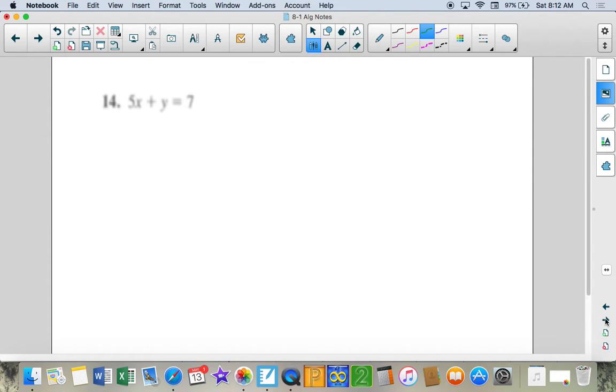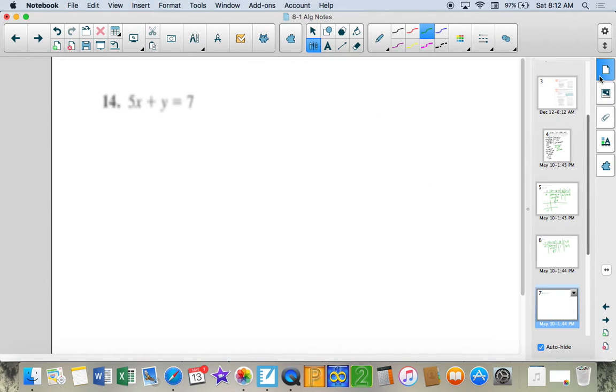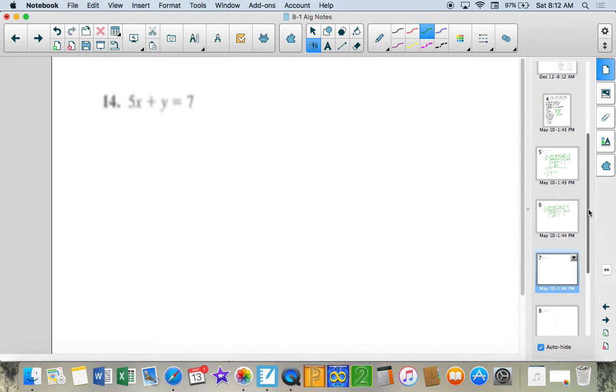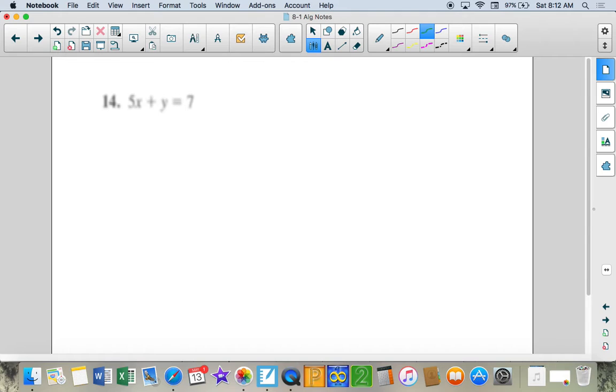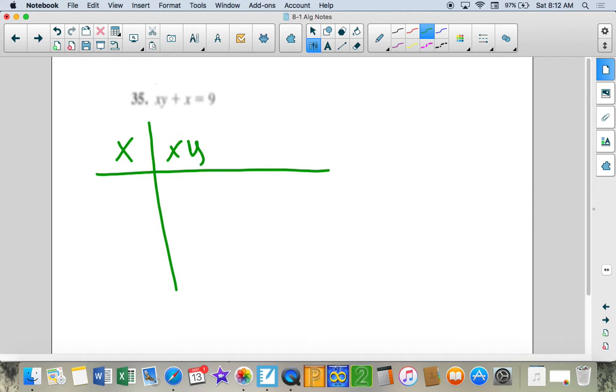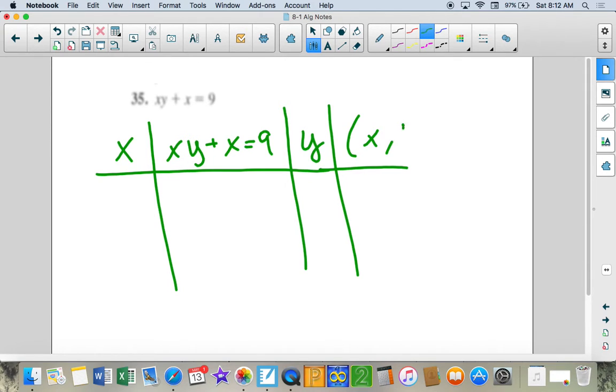Let's delete that page. I like this one. This one is very unusual. I don't think I've ever seen this type of problem before, hence why we're doing it as an example. So I'm going to plug in a point. Let's not plug in 0. Let's plug in 1 this time.